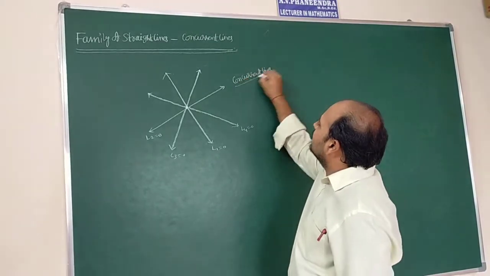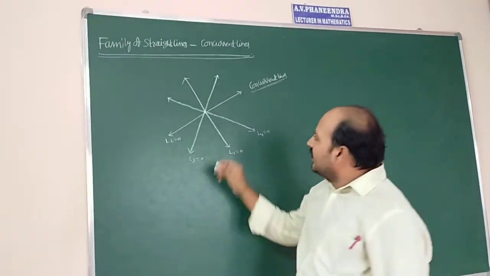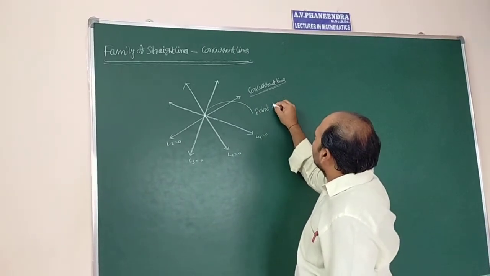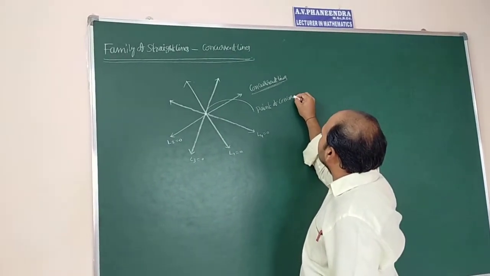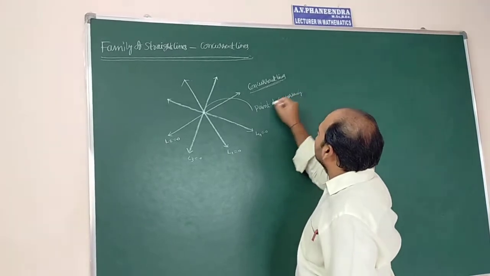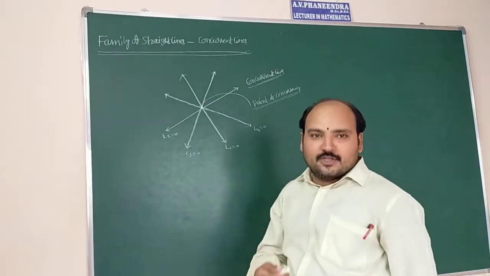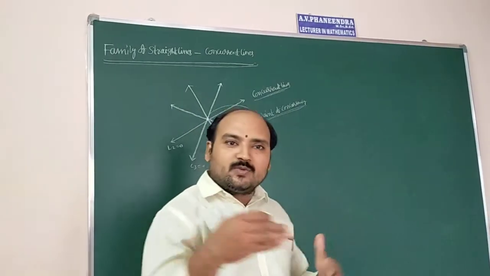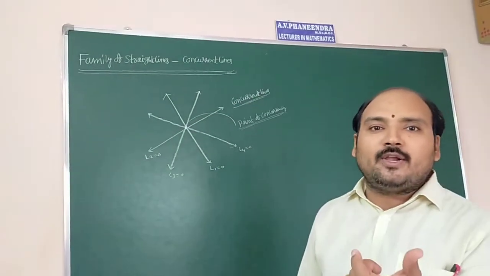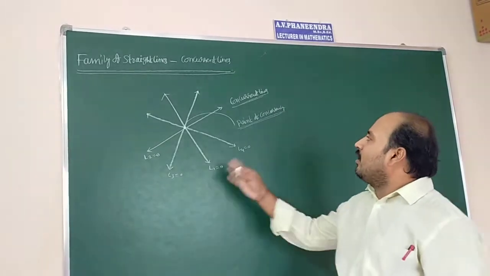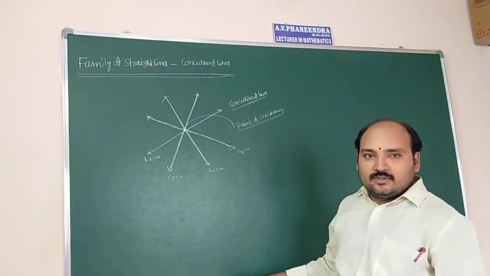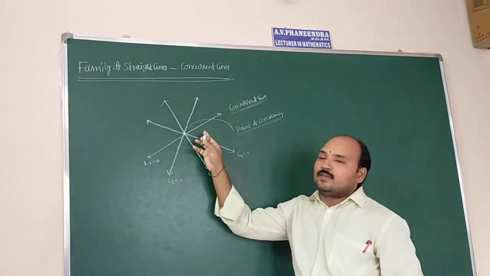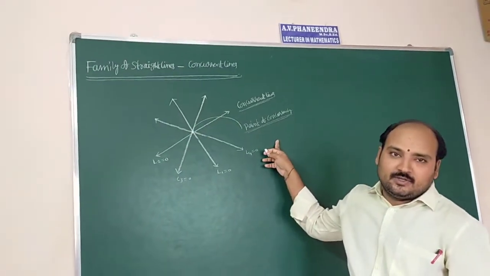These lines are called concurrent lines. This point is called point of concurrency, or simply point of intersection. So once again, what is concurrent lines? Two or more lines which are passing through the unique point, or one and only one point, are called concurrent lines. The point of intersection of these lines is called point of concurrency.